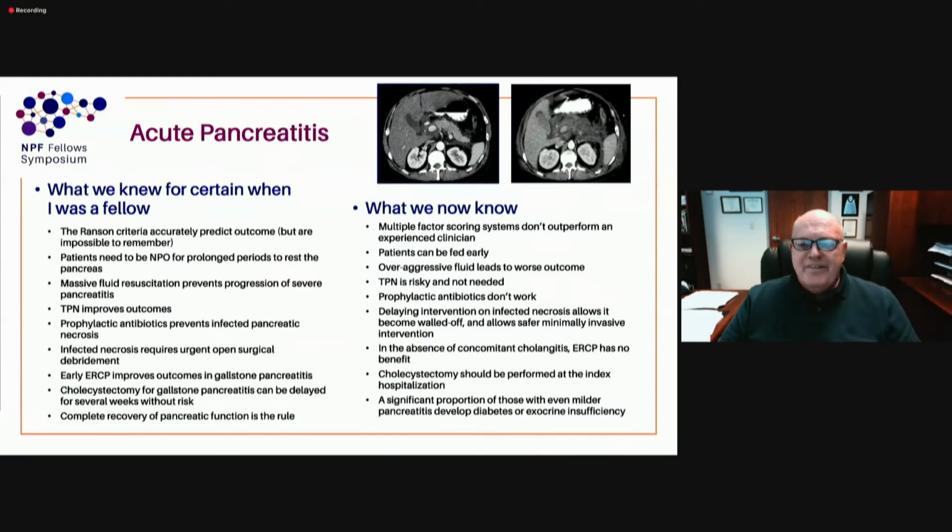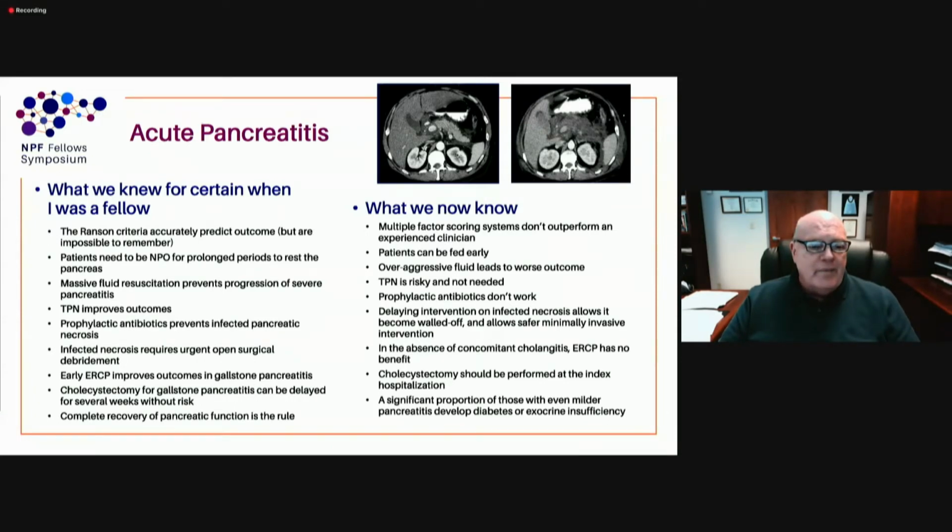So as I was going through this, I made a list of the things that I was certain of back when I was in your shoes, when I was a fellow, which is more than 30 years ago. So here are some of the things that I was absolutely positive about as a fellow about acute pancreatitis. We knew that the Ranson criteria were highly accurate, but we also knew they were impossible to remember, obviously. And what do we know now? That these multiple factor scoring systems don't really outperform an experienced clinician.